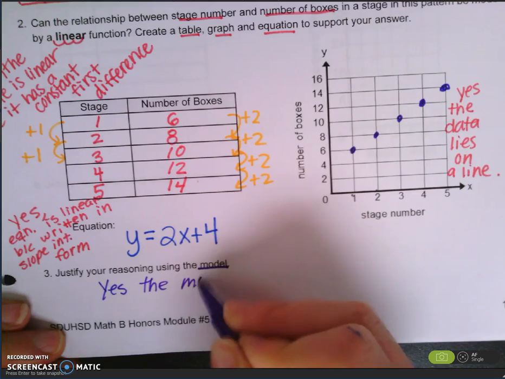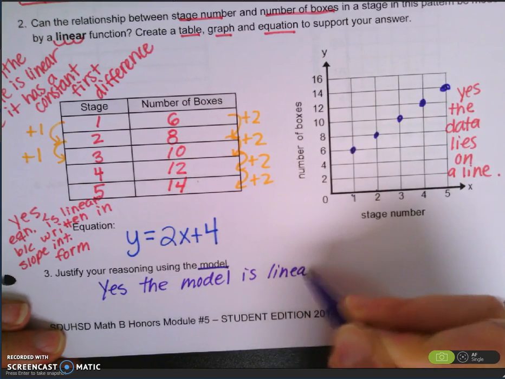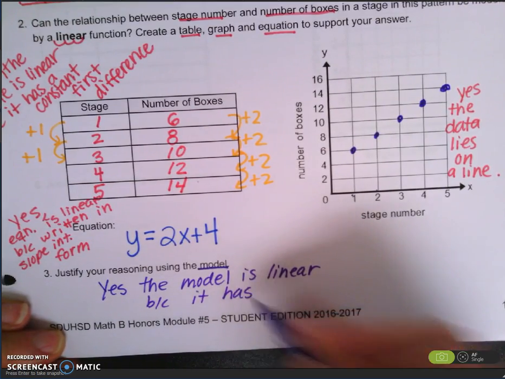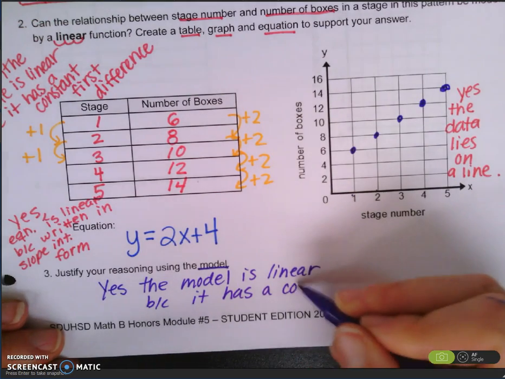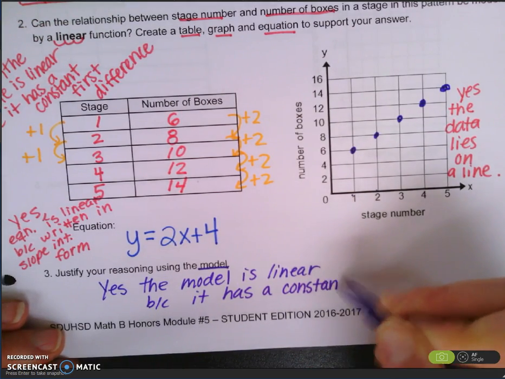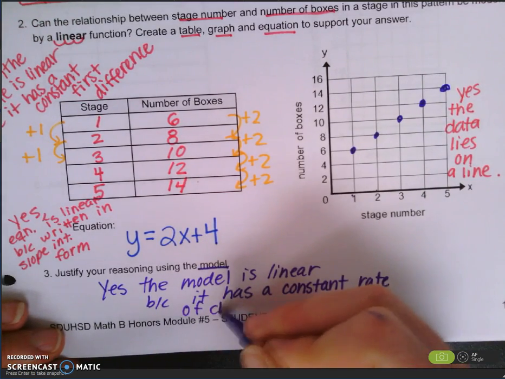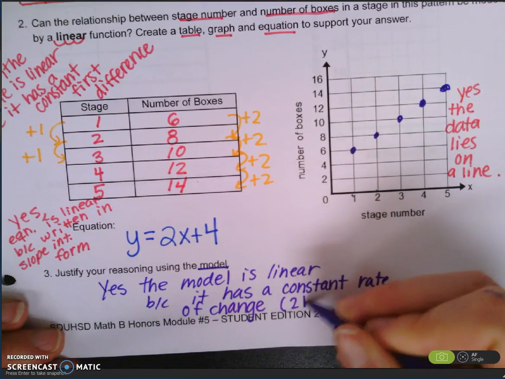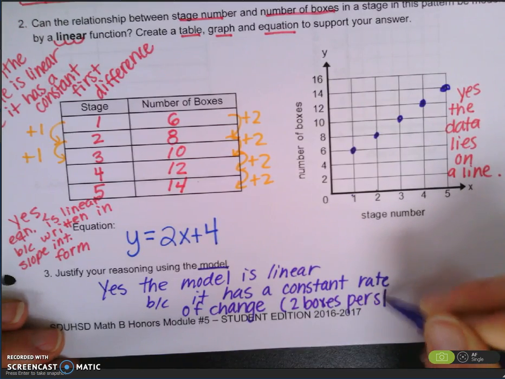The model is linear because it has what? What do all lines have? That's right, a constant rate of change. And because we want to be specific with math, 2 boxes per stage.